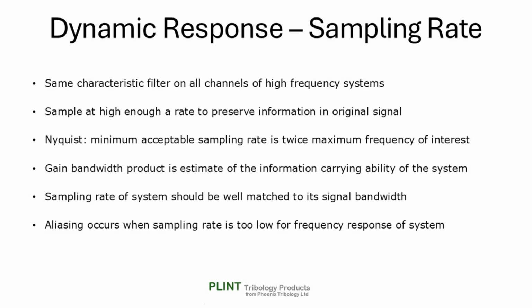Aliasing occurs when the sampling rate is too low for the frequency response of the system. As a simple example of aliasing, consider sampling the levels of illumination by looking out of the window at the same time just once per day. If the observations were always made at midnight, the collected data would imply that it was always dark outside. If the observations were always made at midday, the collected data would imply that it was always light outside.